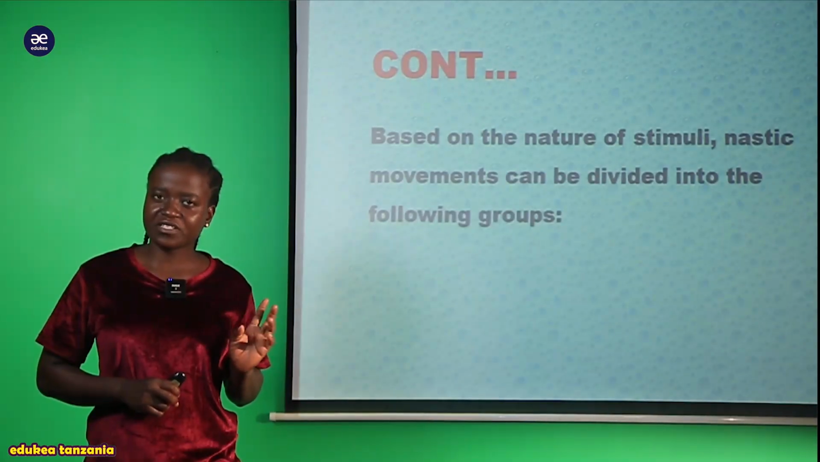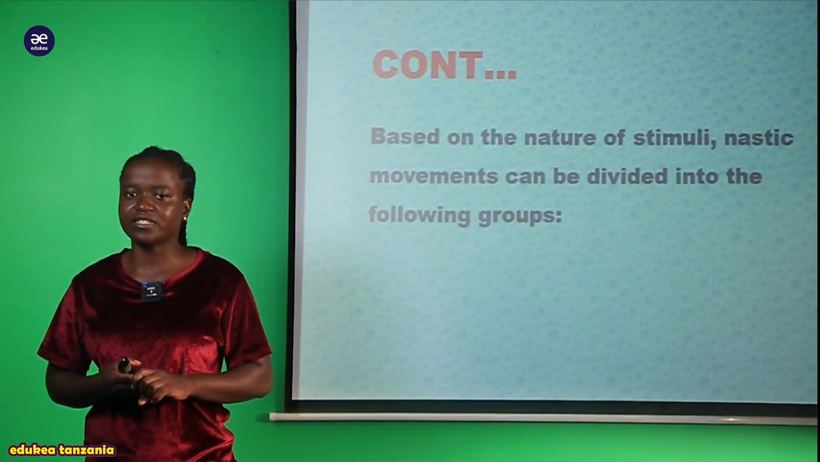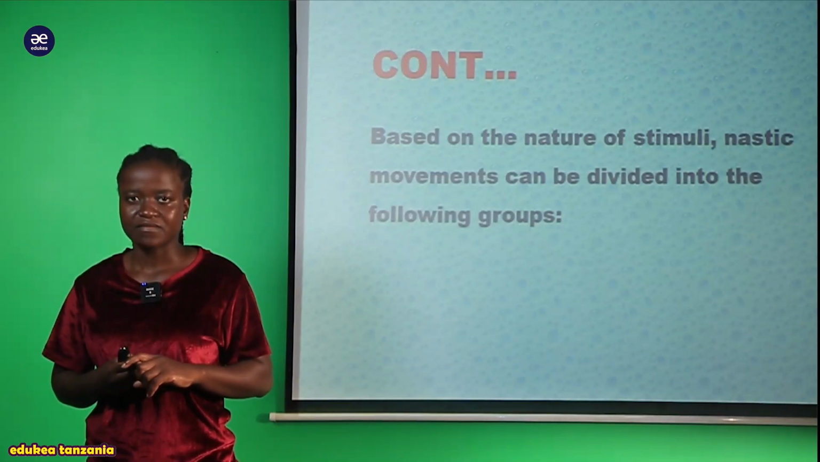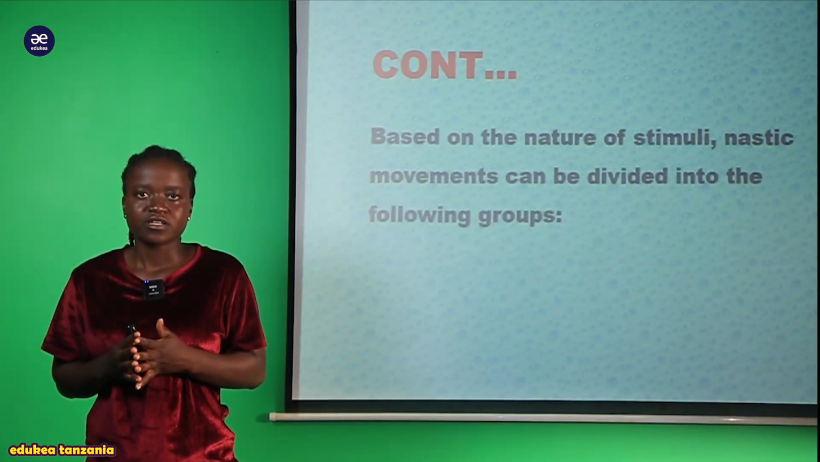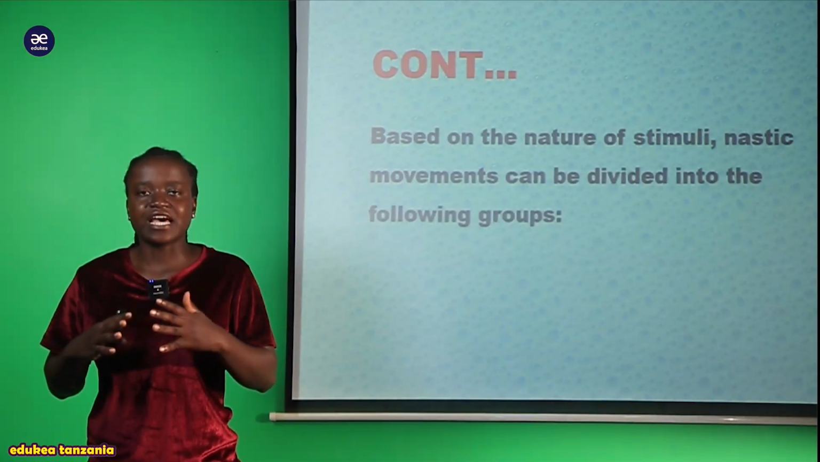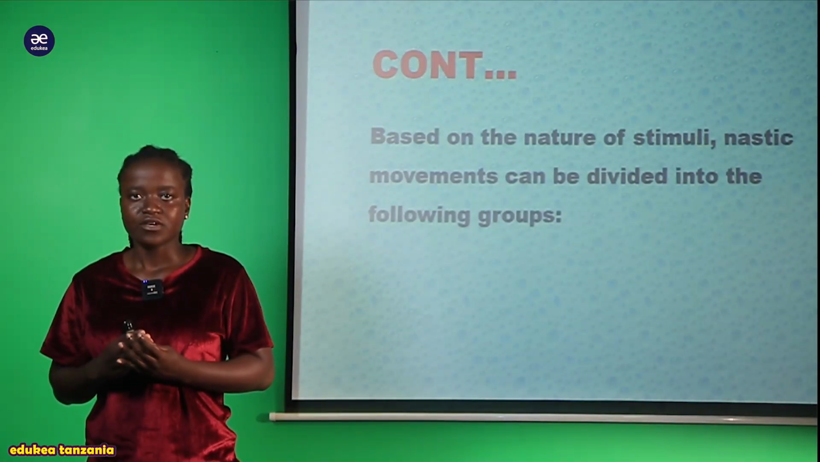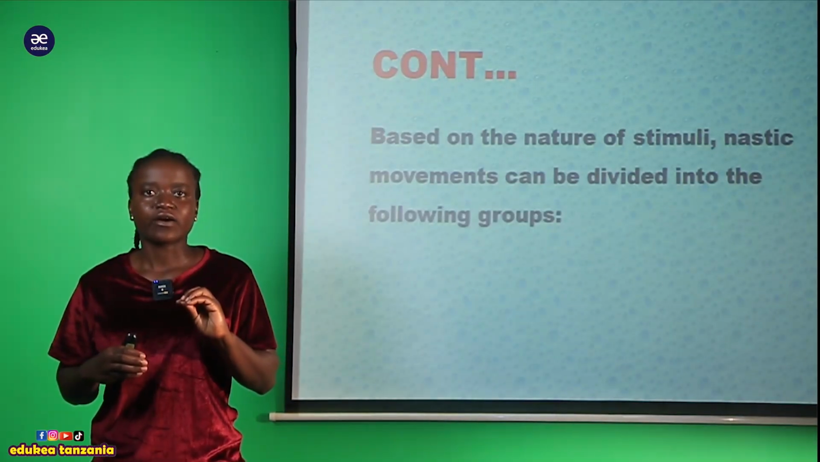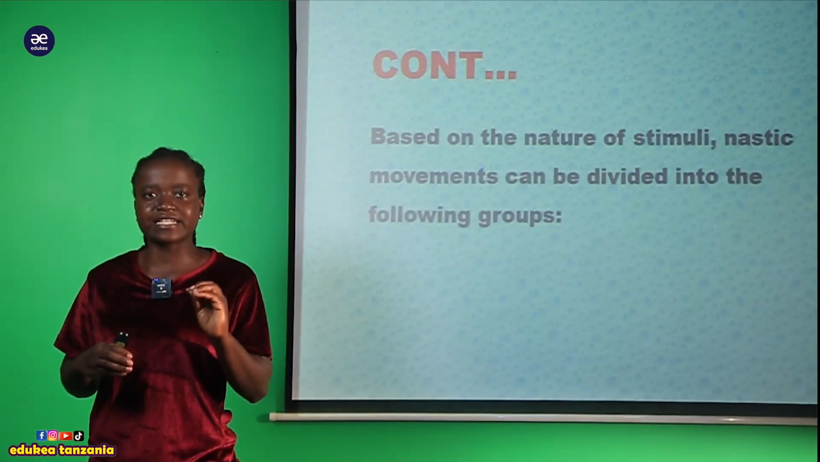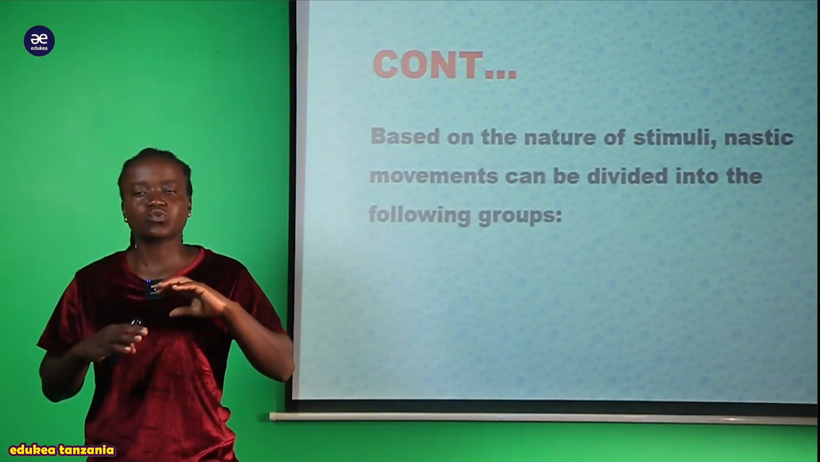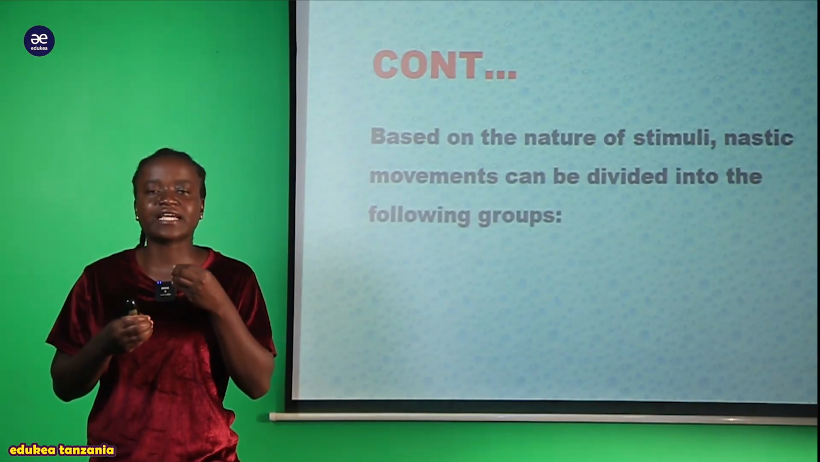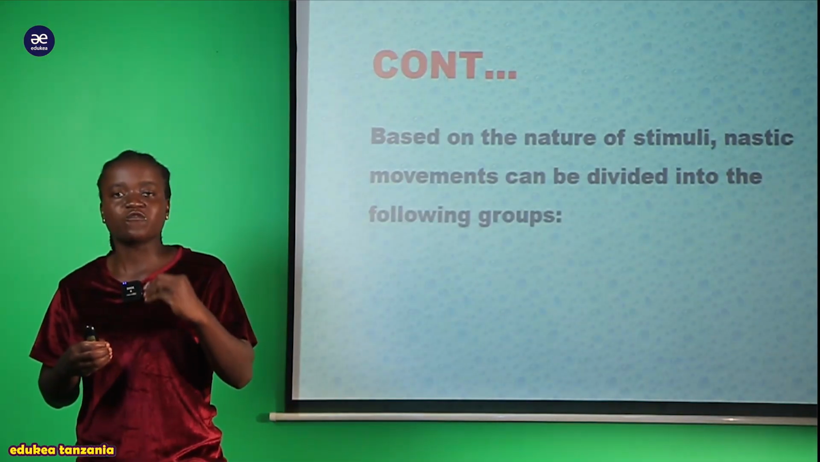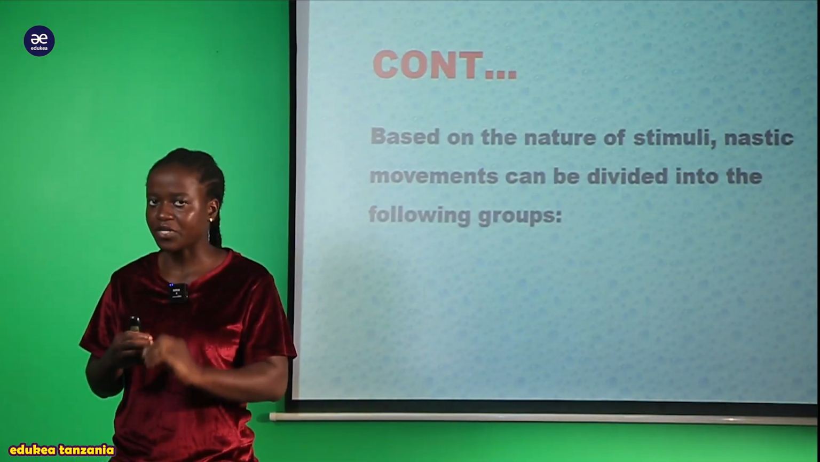A good example of this nastic movement, my students: when the mimosa pudica is touched by an organism, it tends to shrink so that it can protect its structure or its leaves. You know, mimosa pudica is that plant whose leaves shrink as soon as you touch them. So that tendency of mimosa pudica to shrink is what we say is a kind of nastic movement, a non-directional movement shown by mimosa pudica.